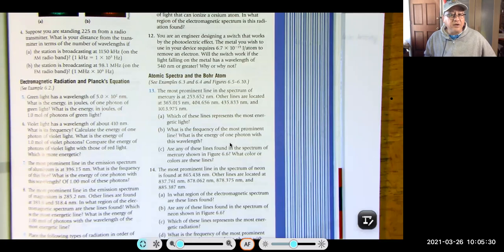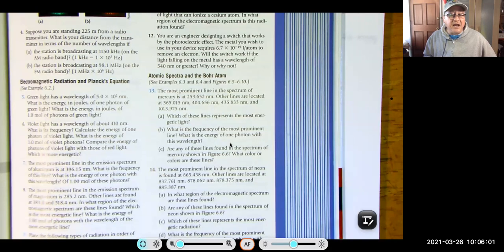So for that one, we're probably going to use c equals lambda nu. And for the energy of one photon, since we already have nu, I'm going to use E equals h nu instead of E equals hc over lambda, because when I use E equals h nu, I only have to put two things into my equation, whereas when I use hc over lambda, I have to use three things. Does that make any sense? And I'll be showing you these in just a moment.